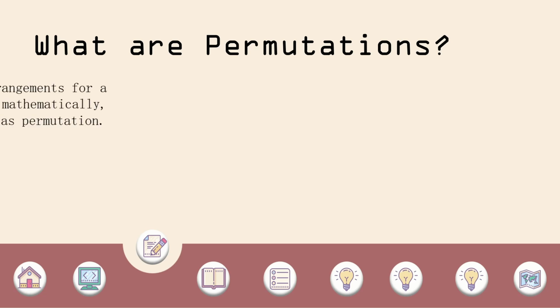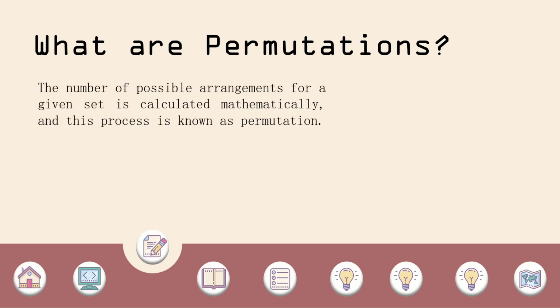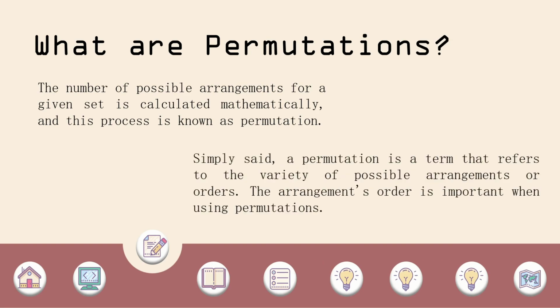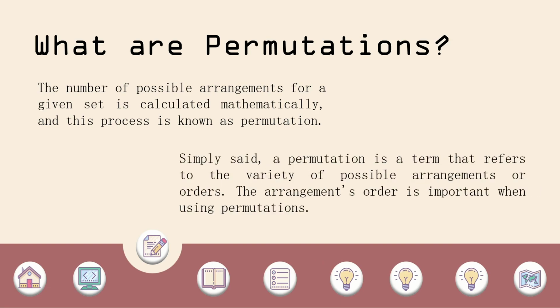What are permutations? It is the number of possible arrangements for a given set that is calculated mathematically, and this process is known as permutation. Simply said, a permutation is a term that refers to the variety of possible arrangements or orders, and the arrangement's order is important when using permutations.